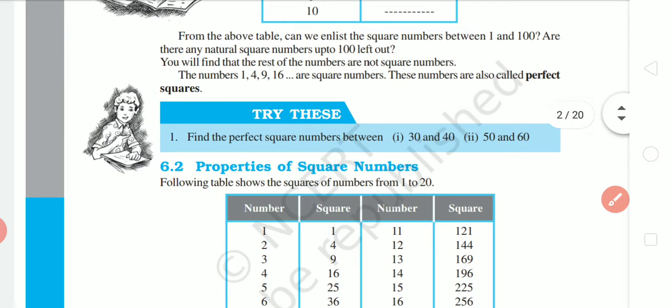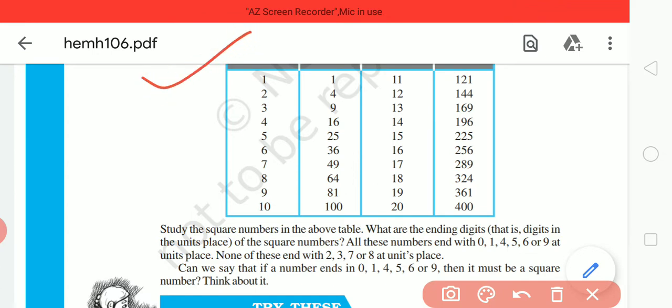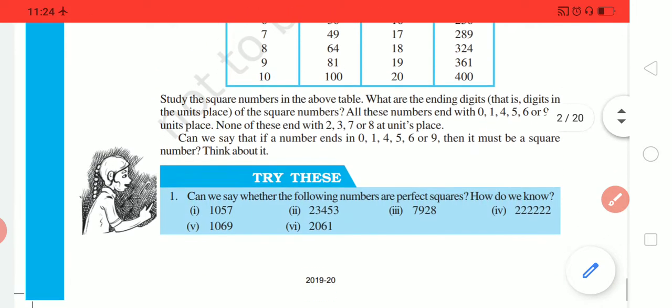let us check the others here. You should learn this table. The square of 1 is 1, 2 is 4, 3 is 9, 4 is 16, and so on up to 20. You will learn this table.